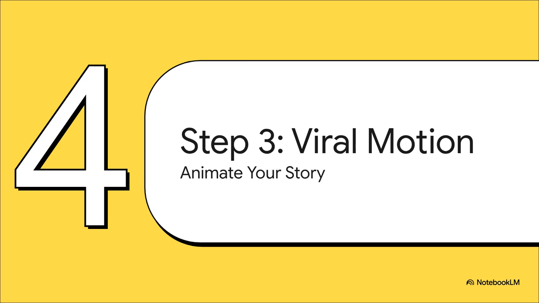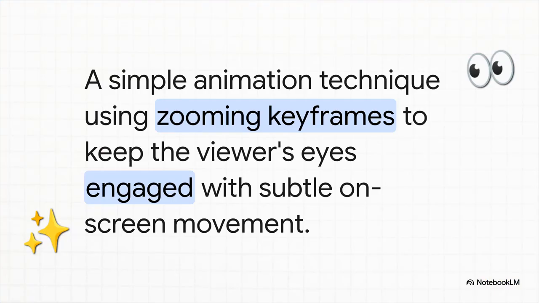All right, we've got our script, and we've got our consistent art. Now for the final production step, bringing it all to life with motion. This is where we assemble everything and add that dynamic, super engaging feel. We're going to use a simple technique called the viral dynamic effect. Now, don't let the name fool you. It sounds a little dramatic, but it's just a subtle zoom animation that makes sure there's always some movement on screen. This constant, gentle motion keeps the viewer engaged and creates a really smooth flow between all your scenes.